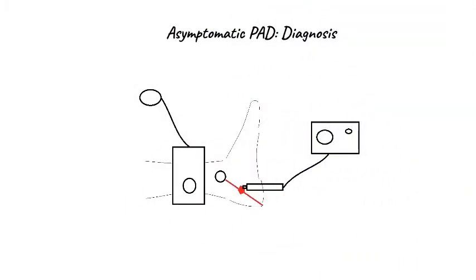So your history has alerted you to the possibility of asymptomatic PAD. On examination, you found that they have diminished or absent pulses together with some other supporting evidence of asymptomatic PAD. How are you going to make the diagnosis? As we said before, it's diagnosed on the basis of the ankle brachial pressure index. So a range in ABI, if it's less than 0.9, they have peripheral arterial disease.